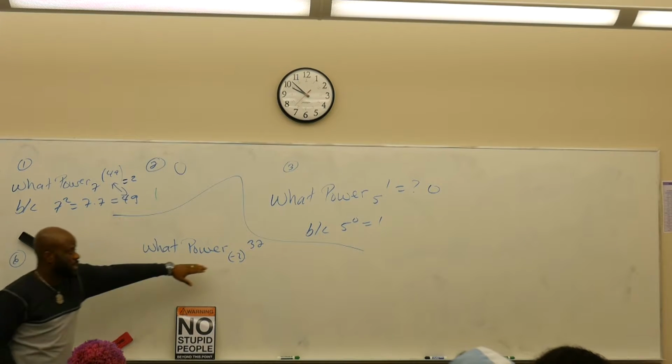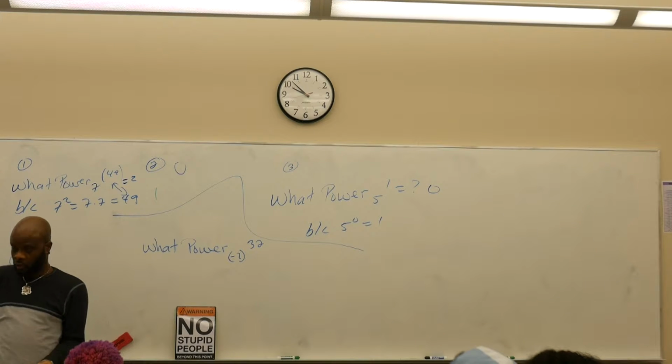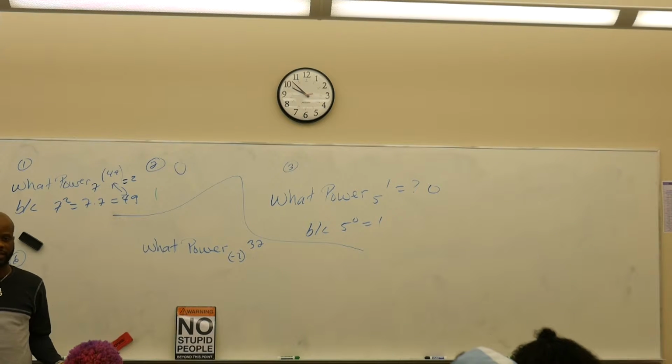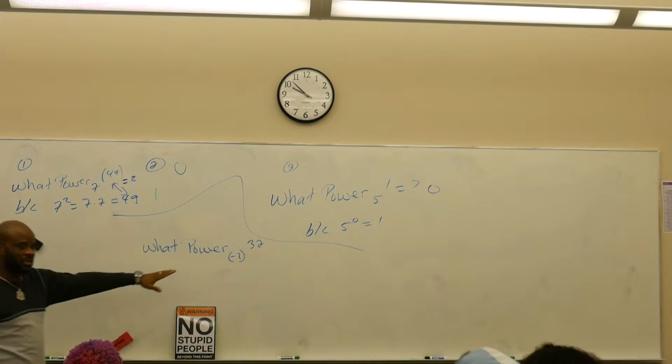So if we come here to -32, how many times do I have to multiply 2 to get to 32? We did that yesterday. 5. Is 5 even or odd? It's odd, right? So this is not possible.